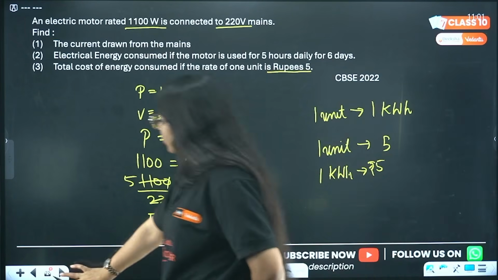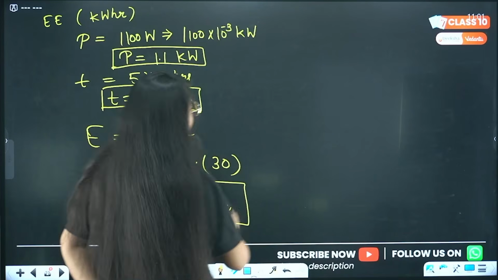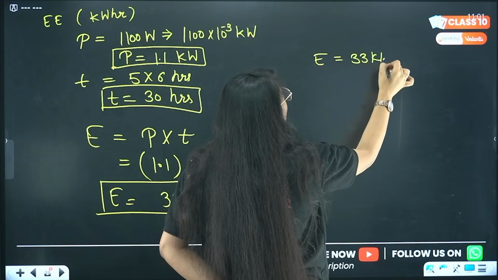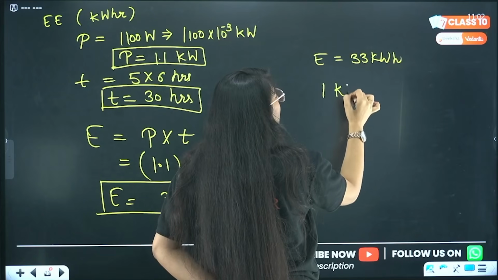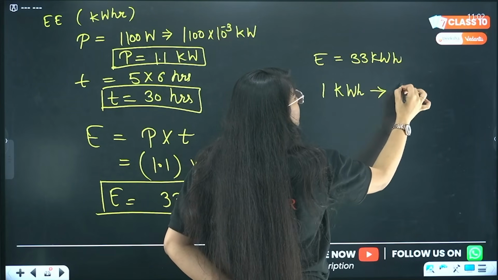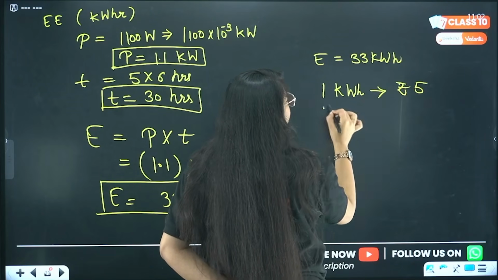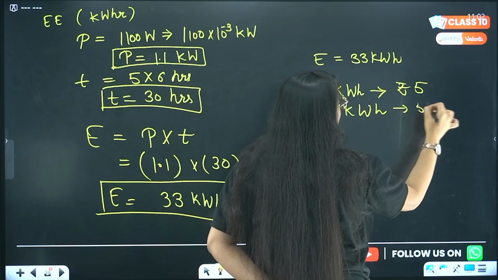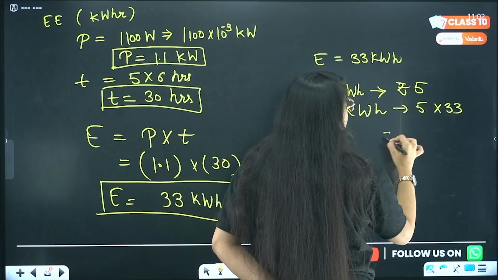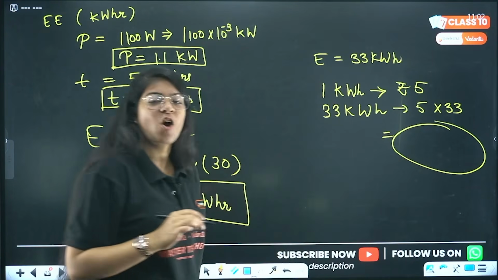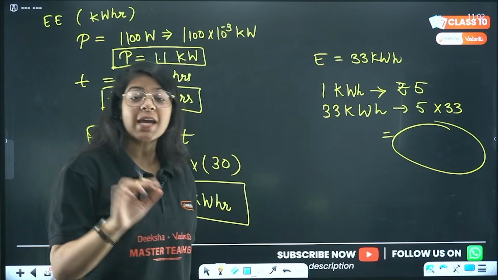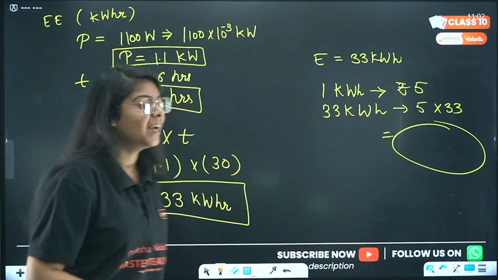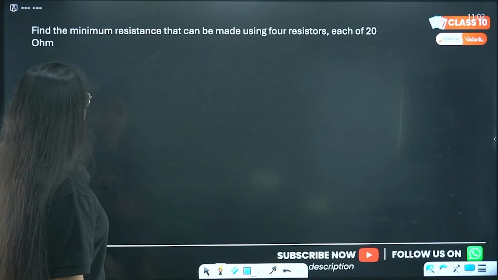Now let us solve the question. We have electrical energy as 33 kilowatt hours. For 1 kilowatt hour, the cost is 5 rupees. And for 33 kilowatt hours, what will it be? Let me know in the comment section what the answer to this question is. We'll see how many of you got the answer right. Along with units, it's just rupees. Next question.